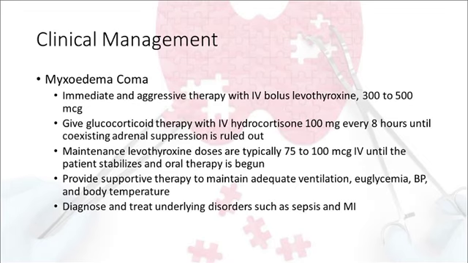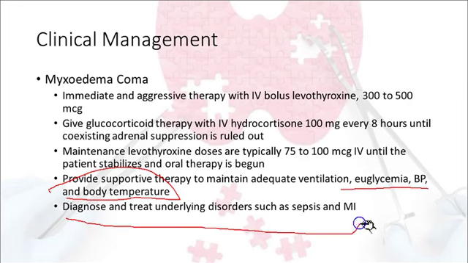We'll also supply supportive treatment such as adequate ventilation, ensure the patient is euglycemic, their blood pressure is normal, and their body temperature is normal. We then will diagnose and treat any underlying causes of the myxedema coma such as sepsis or an acute myocardial infarction.